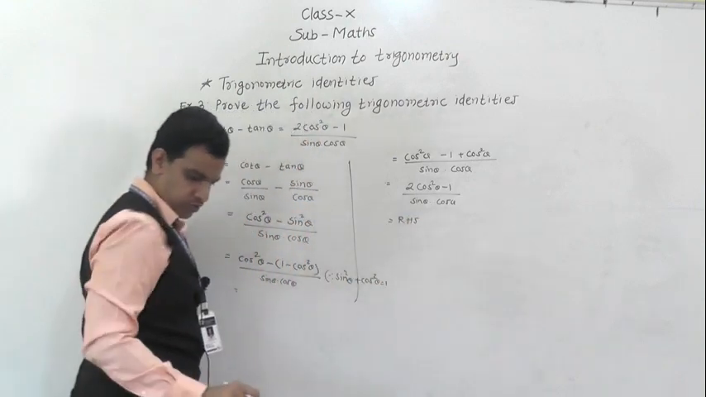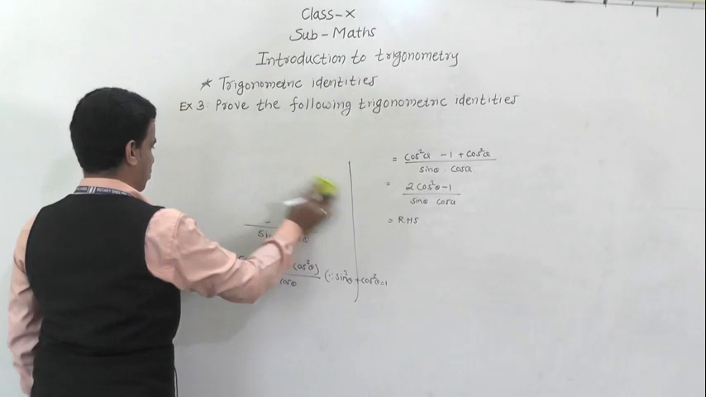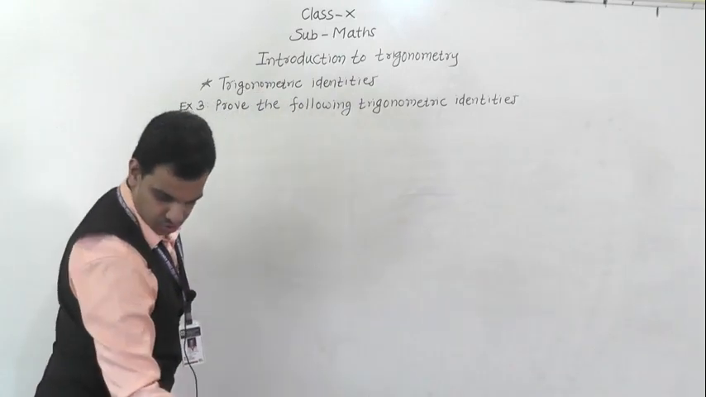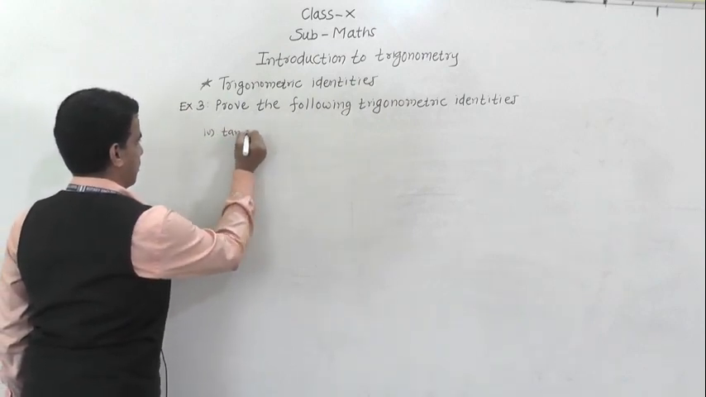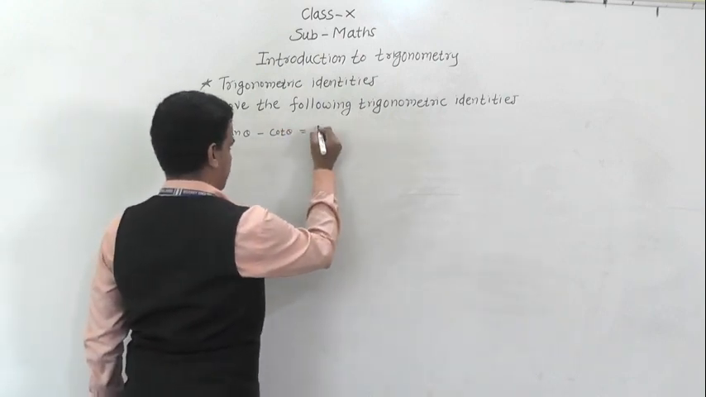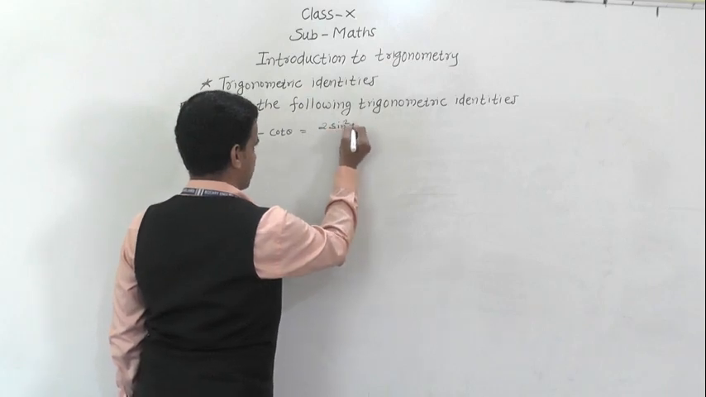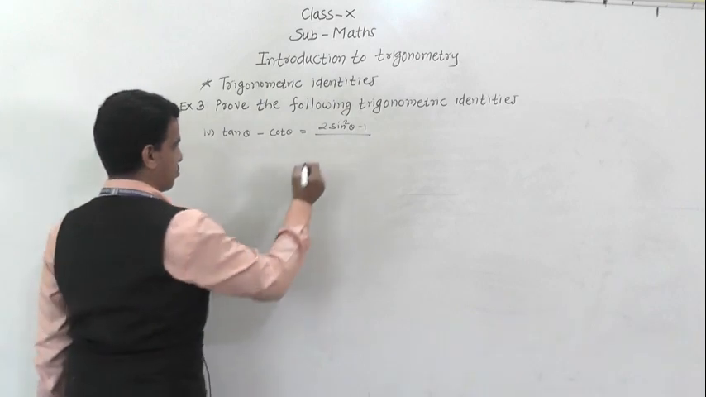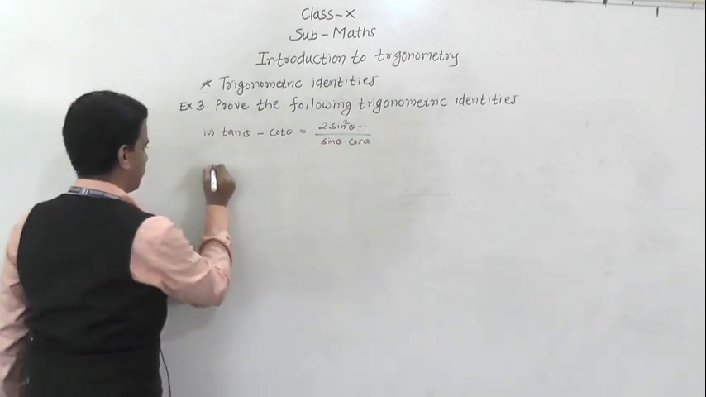Similarly, the fourth one, that is only tan theta minus cot theta. So tan theta minus cot theta, we have to prove that this tan theta minus cot theta is equal to 2 sin square theta minus 1 upon sin theta into cos theta. Okay, so the same procedure we have to do.